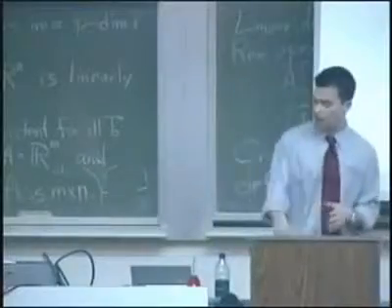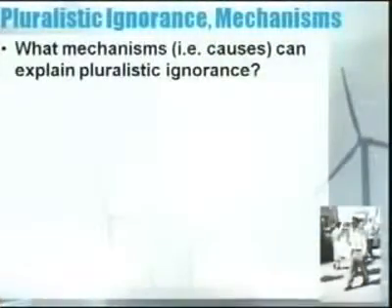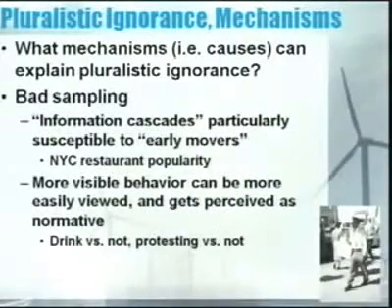So what are the mechanisms, the causes that can help us explain pluralistic ignorance? Yeah, I'm going to call it PI from now on. Okay, so one idea of why we might get these strange results, where a majority is holding some view and voicing that view while it's only a minority that actually privately endorses it, is bad sampling.